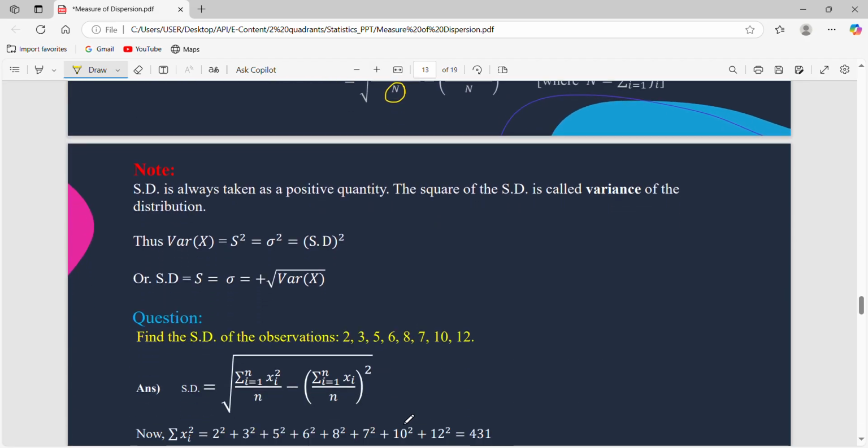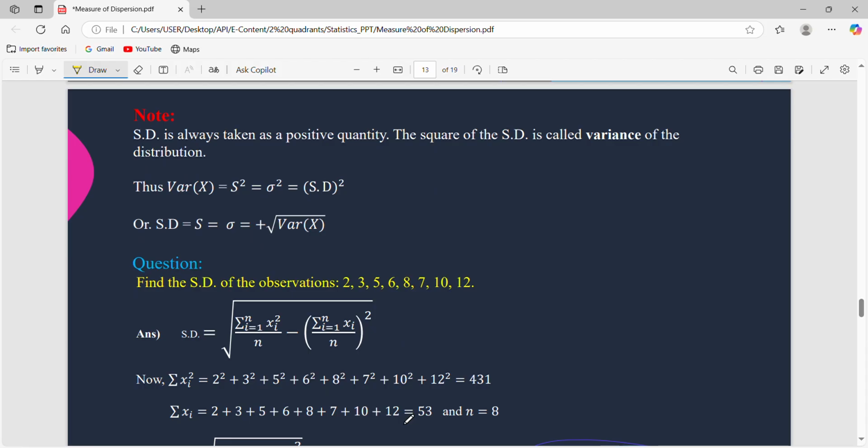Next, a note is required: standard deviation is always taken as a positive quantity, and the square of standard deviation is called the variance of the distribution. Var x equals s square, or sigma square. And so the positive square root of variance is called standard deviation, sigma. Find the standard deviation of the observation.